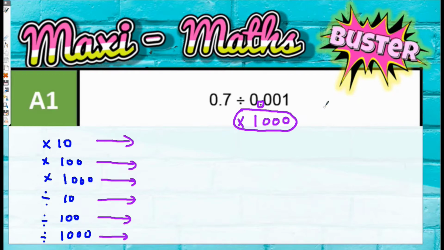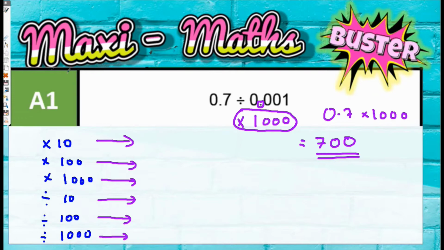So what we've actually got to do is do 0.7 times 1,000. And in that case, all the digits would move 3 places forwards. So if you move the 7, 1 place forwards, it would go into the units column, 2 places into the tens column, 3 places into the hundreds column. So the 7 is going to be in the hundreds column. Therefore, the answer is 700. And that's your final answer to the first question.